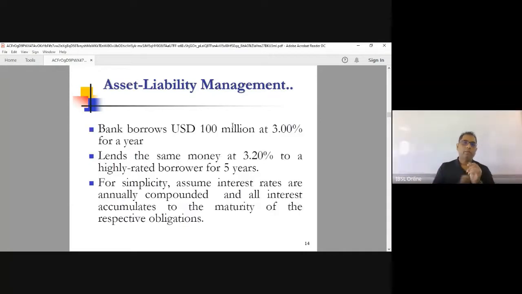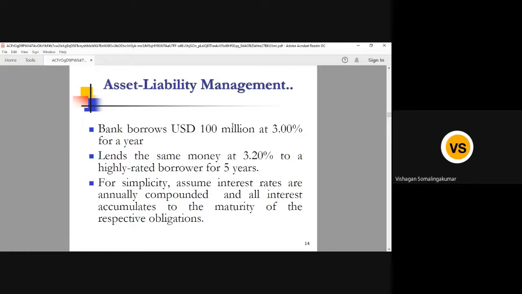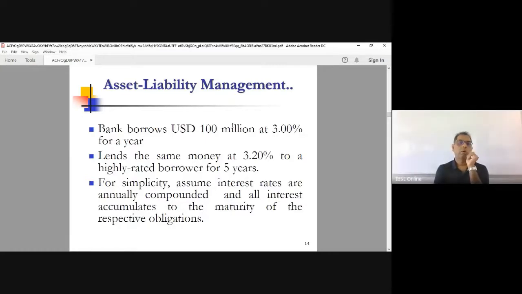So this guy has borrowed at 3%, 100 million. He has lent at 3.2%. So first and foremost, for the first year, what's his NII? Only on this particular deposit. 0.2%. Now, what's the NII on the second year?